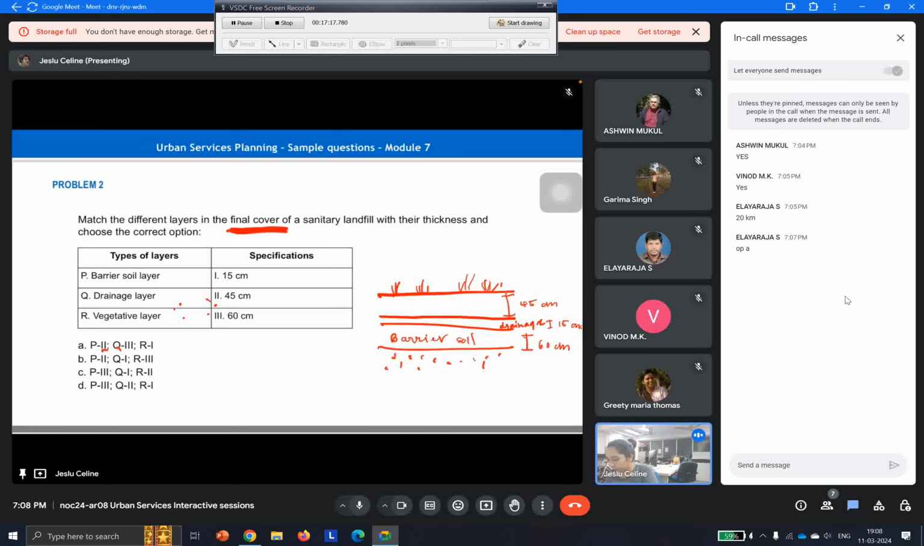So that works out to, barrier is the bottom most in the top layer, so that would be 60 centimeters. Then we have the drainage layer, which is 15 centimeters. And then we have the vegetative layer, which is 45 centimeters. And that works out to option C. Yes, option C. Okay, so let's proceed on to the next question.